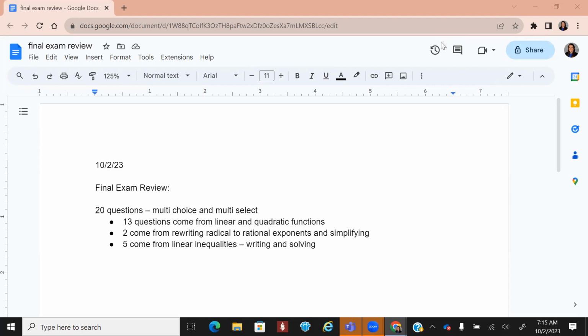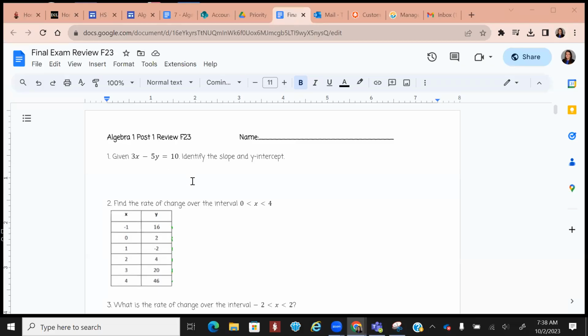Your final exam review guide has been structured so that it kind of represents this. Again, we gave you our best guess at what the final exam was going to look like. However, we don't always know. Okay, so all right. On this first one, it says identify the slope and the y-intercept. This is key features. This is going to be in that 13 question section potentially.